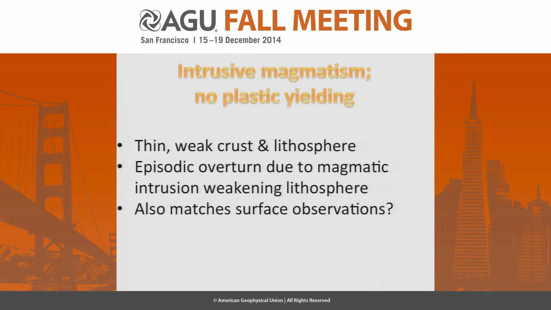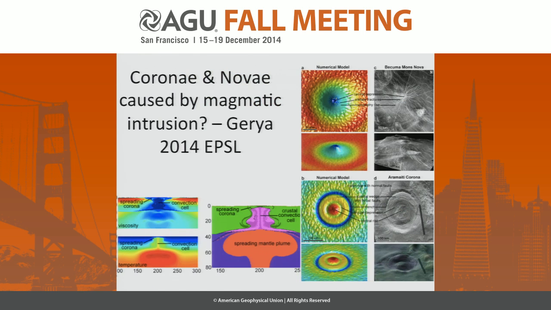So, I'll only show one model. What happens is that intrusive magmatism, even without plastic yielding, can cause a thin, weak crust and lithosphere, episodic overturn, and this model also seems to be consistent with surface observations.